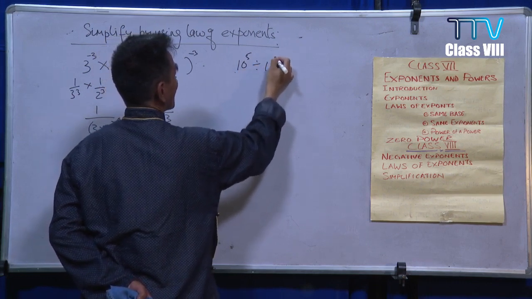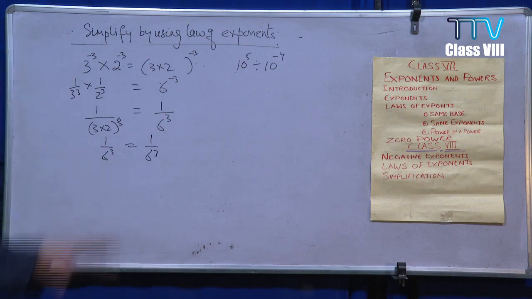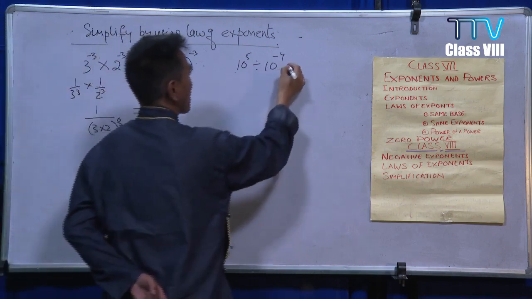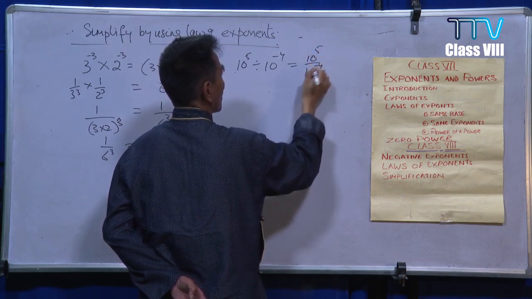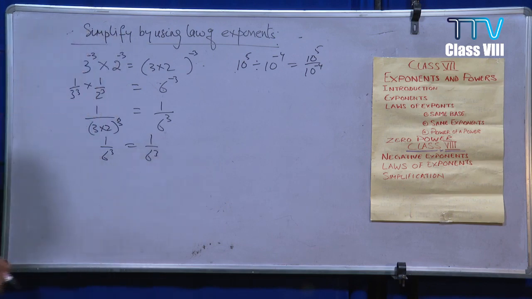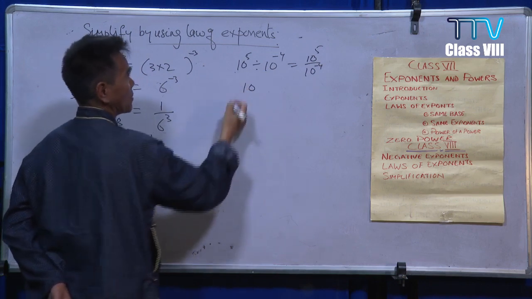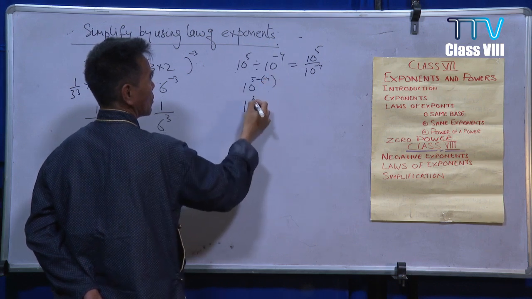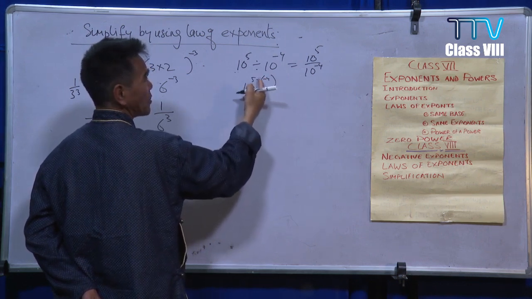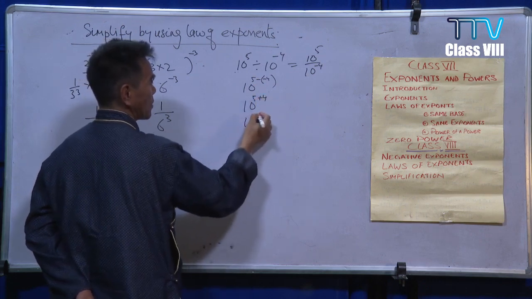Divided by 10 to the power negative 4. Division base log power, the basic power. 5 minus negative 4. Sign break now. Product will be positive. 10 to the power 9.